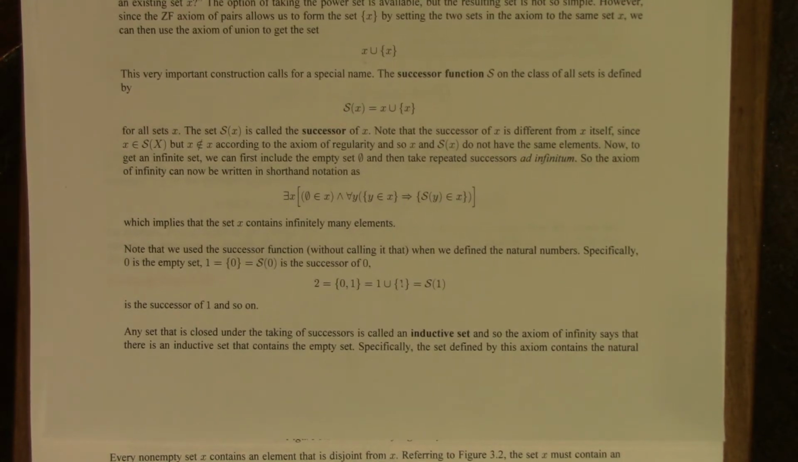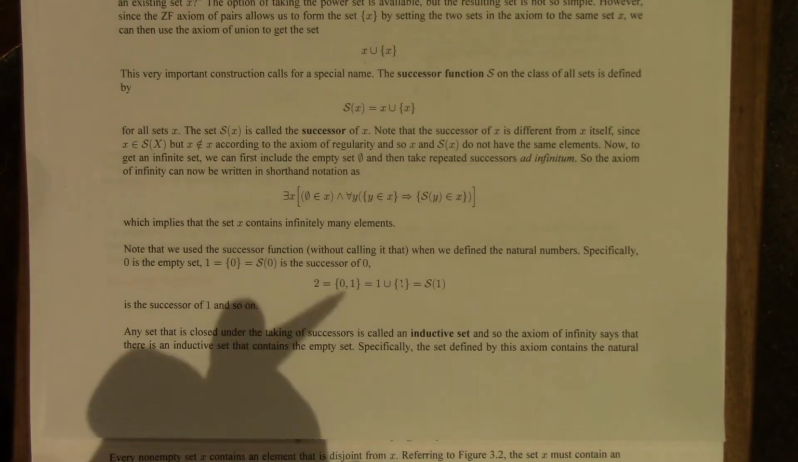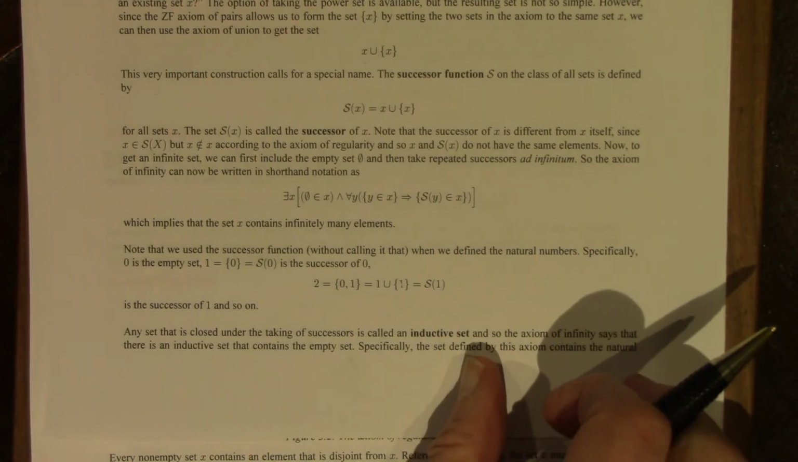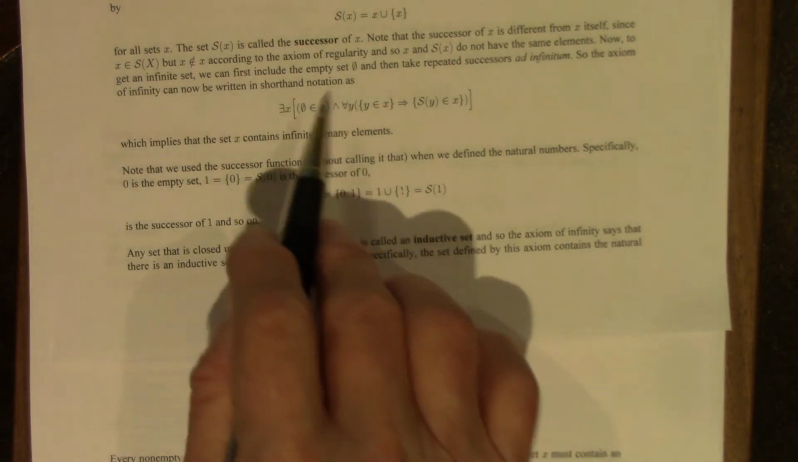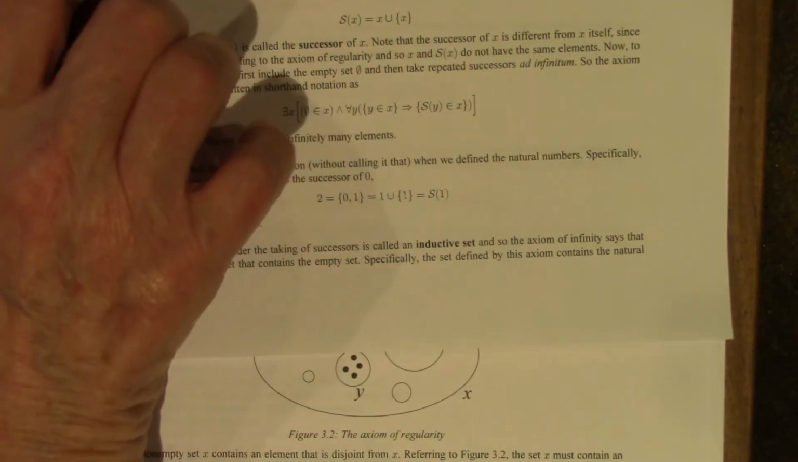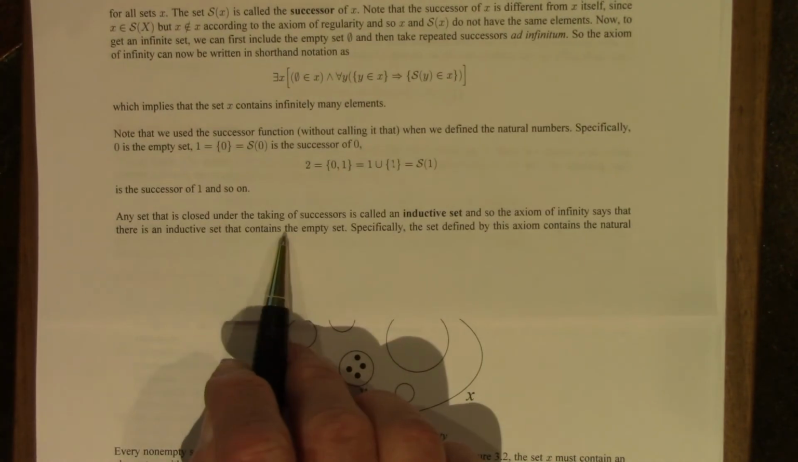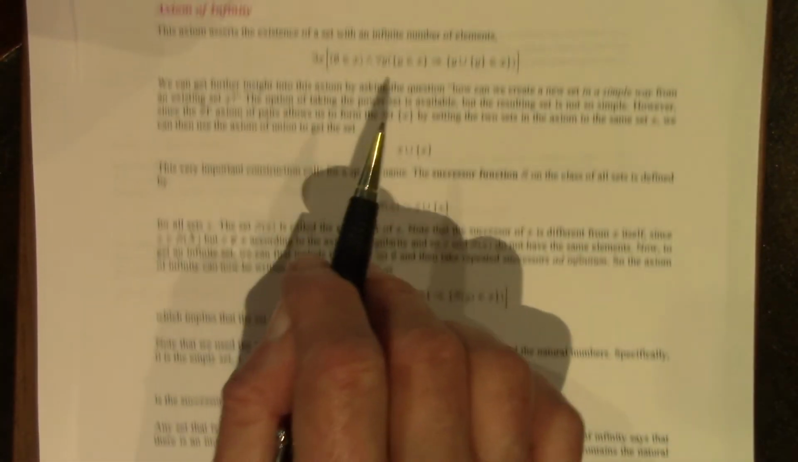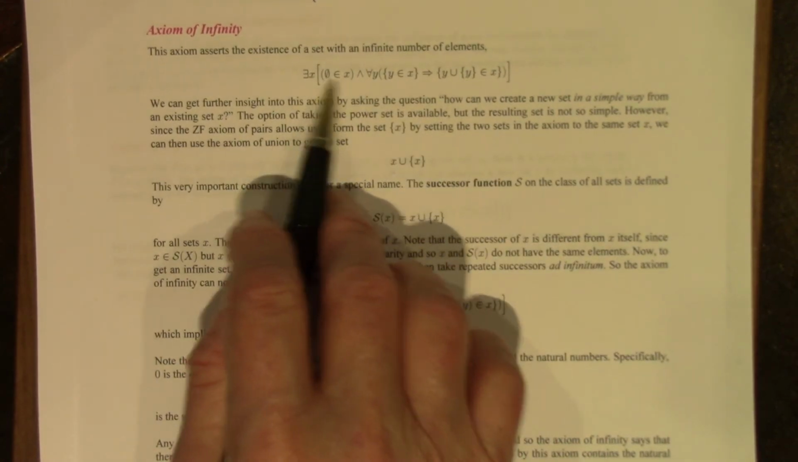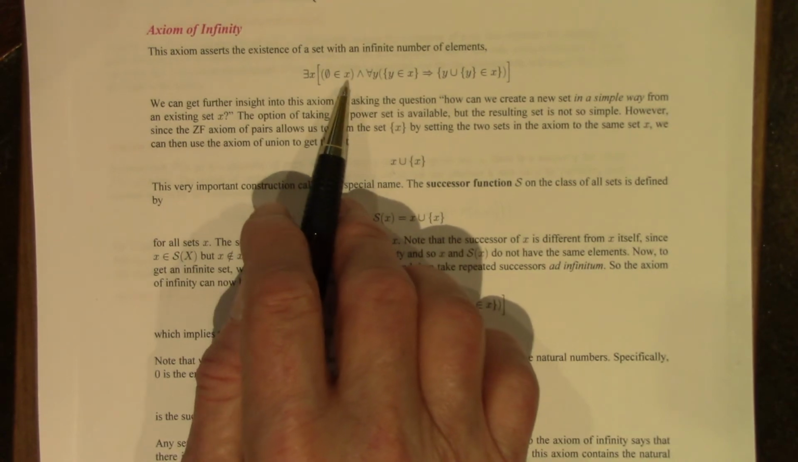empty set. It should be the empty set, not 0, because we're going through the axioms of ZF set theory. We haven't defined the natural numbers yet, really. This is at the very beginning. So we want to refer to the empty set as the empty set, not as 0 at this point. So this axiom says that there is an inductive set and it contains the empty set as one of its elements.